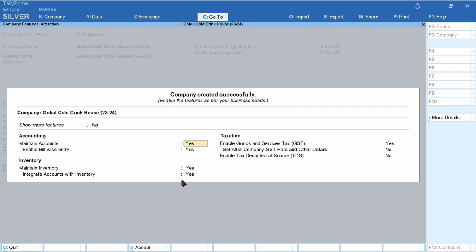Let's go forward. The first option is Maintain Accounts. Tally Prime is the most popular accounting software, so the software is usually purchased for this feature. We set this to yes and press enter. The next feature is Enable Bill-Wise Entry.